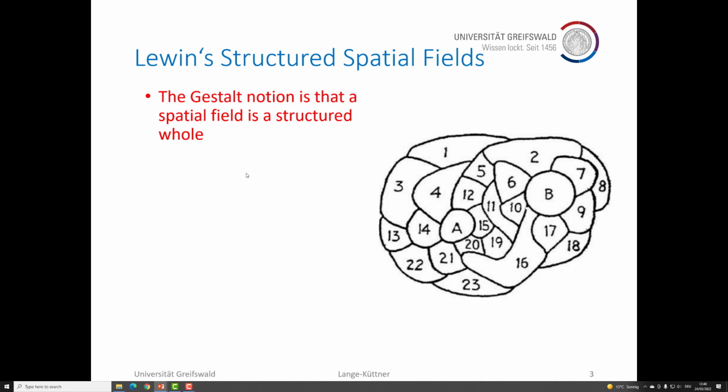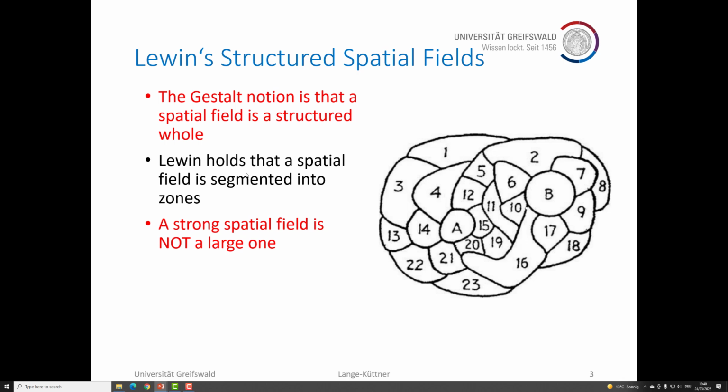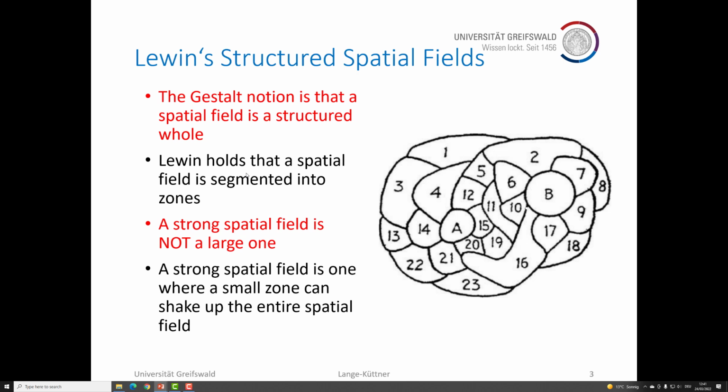So the Gestalt notion is that a spatial field is a structured whole. Kurt Lewin holds that a spatial field is segmented into zones. And a strong spatial field is not a large one. Why does he think that? Because the Gestalt theories use a physics model where there's electricity and currents and tensions. So a strong spatial field is one where a small zone can shake up the entire spatial field.